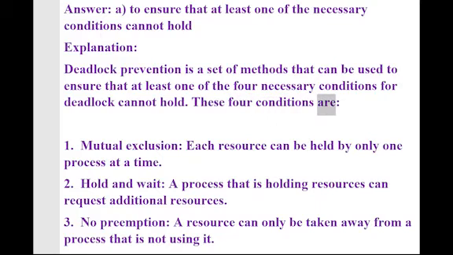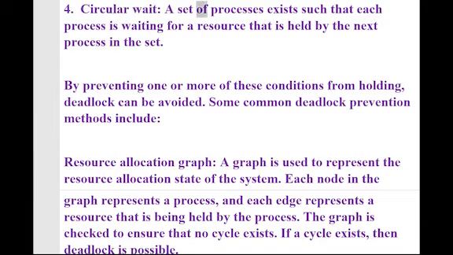These 4 conditions are: 1. Mutual exclusion. Each resource can be held by only one process at a time. 2. Hold and wait. A process that is holding resources can request additional resources. 3. No preemption. A resource can only be taken away from a process that is not using it. 4. Circular wait. A set of processes exists such that each process is waiting for a resource that is held by the next process in the set. By preventing one or more of these conditions from holding, deadlock can be avoided.